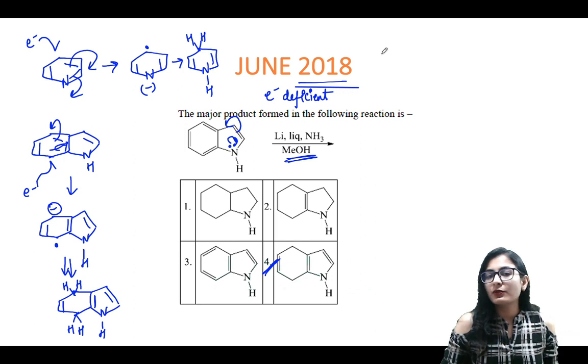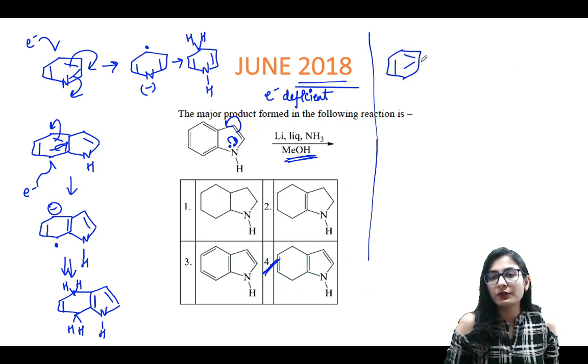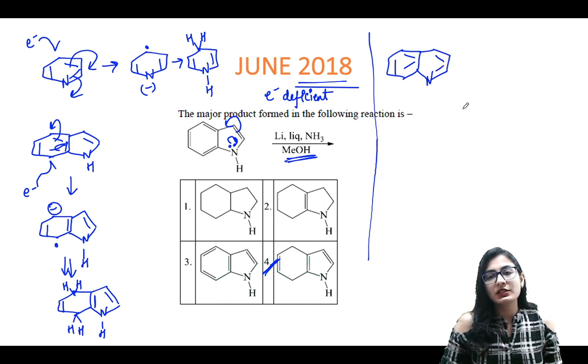But let's say we don't have indole, we have quinoline like this. Then what are you going to do? And this is also a previous year question. Birch reduction of quinoline is also a previous year question. Okay, so what are you going to choose? Which ring is going to get the reduction first?